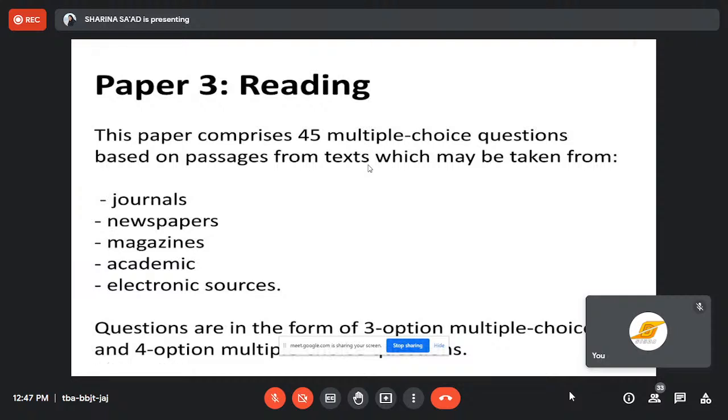However, the content of the passages is still taken from sources like journals, newspapers, magazines, academic articles, and electronic sources. So if you have free time, try to Google and read about issues, about education, about happenings in the world, general information. Try to look for information from journals, newspapers, magazines. Try to read the newspapers online. Most of the materials are taken from here.